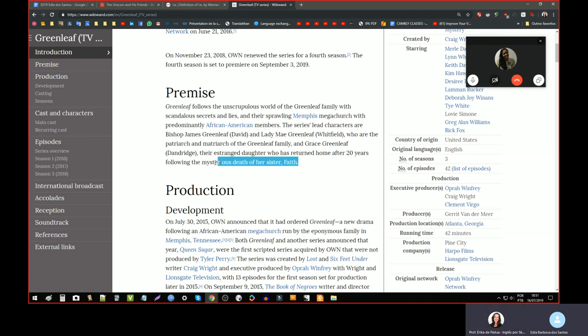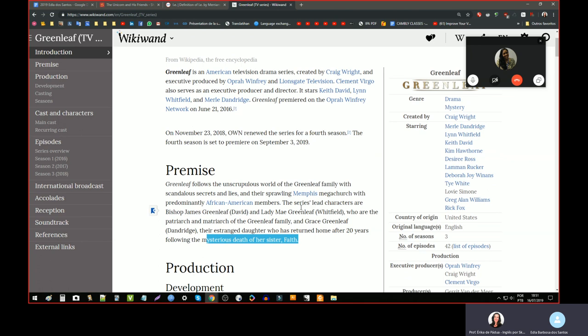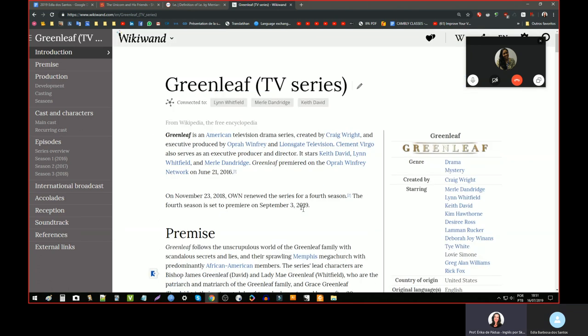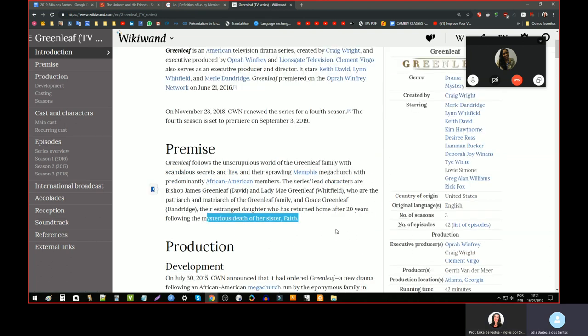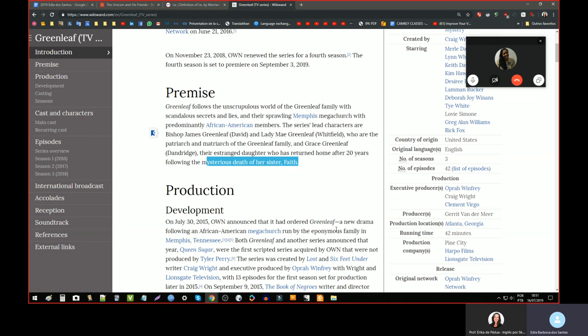Faith died. Mysteriously. Yes, it's suicide, but okay. Wow, so it's very tragic, and there is a lot of mystery and drama, right? It's a drama and mystery show. But it's very, some summaries compare it to these TV shows, it's the same environment as the university here in Brazil.